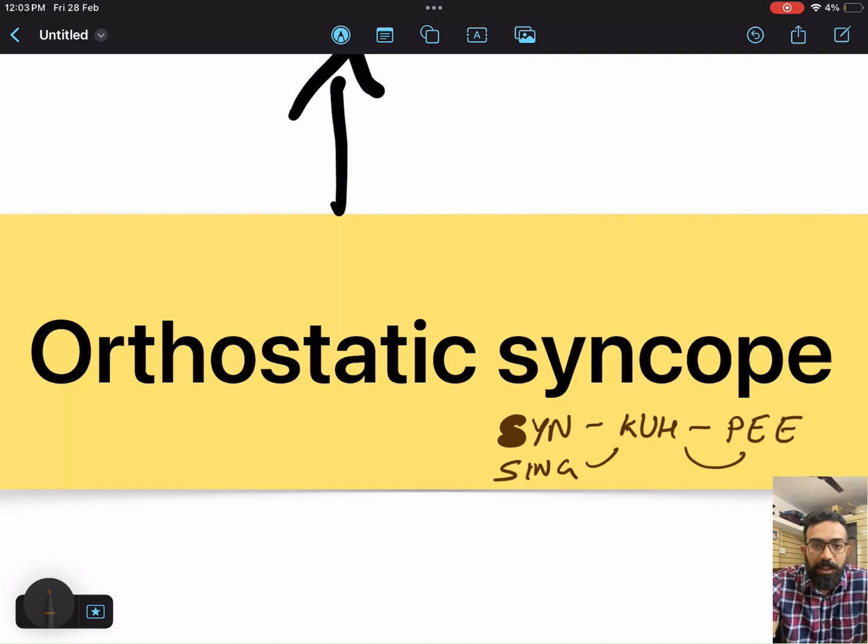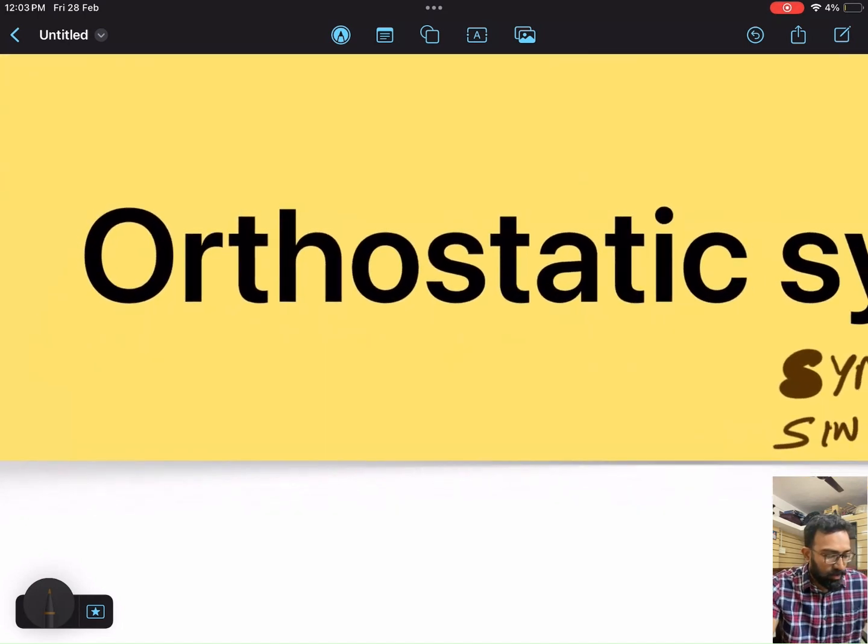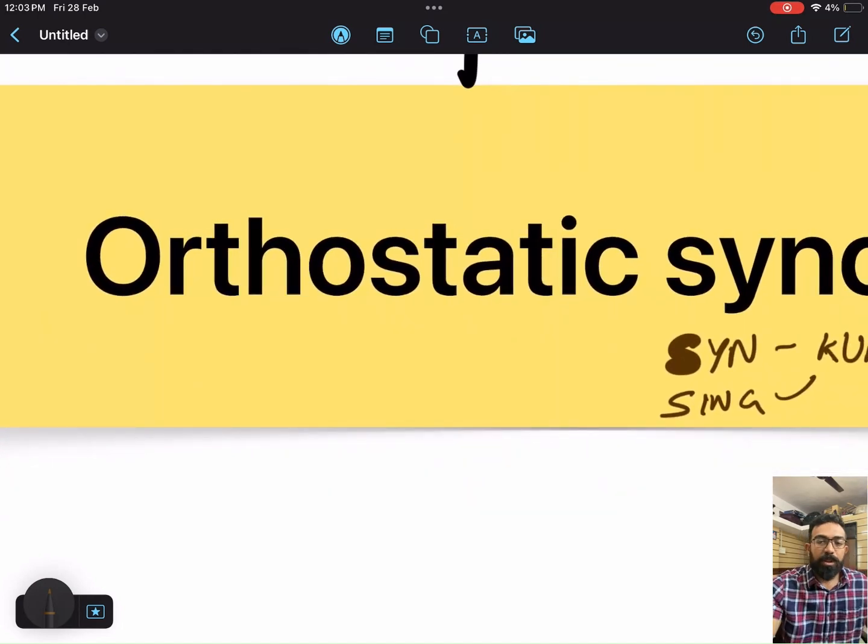I'd like to tell you what syncope is. Syncope is a brief loss of consciousness. So it is a brief loss of consciousness. Now, then what is orthostatic?